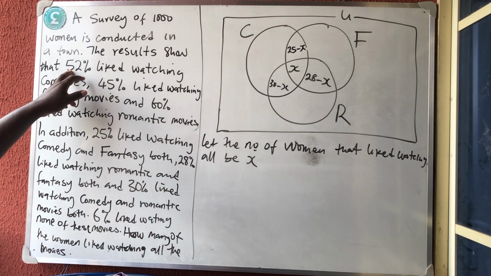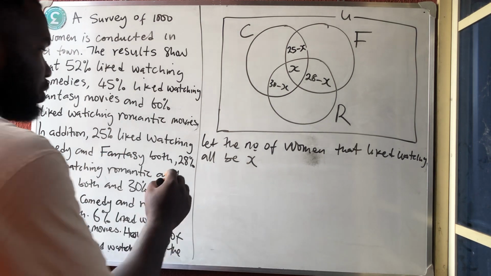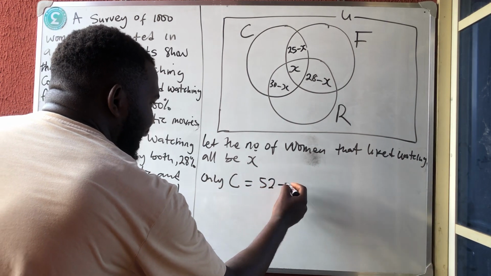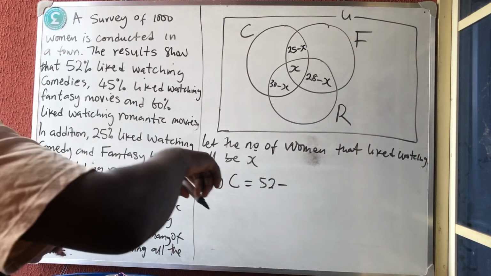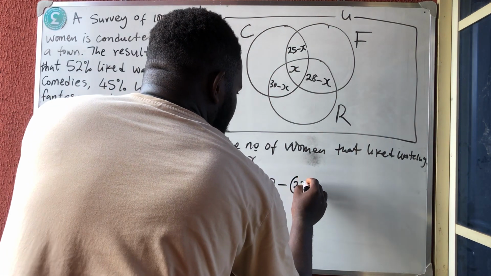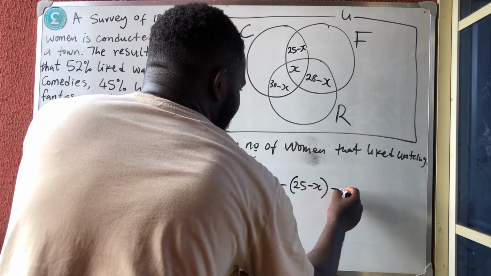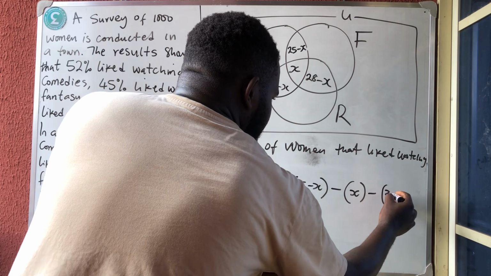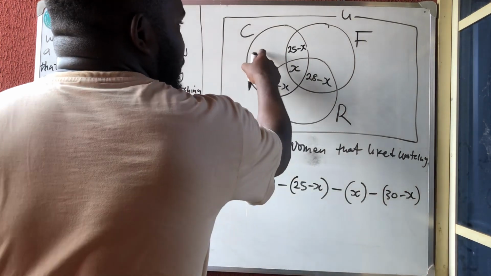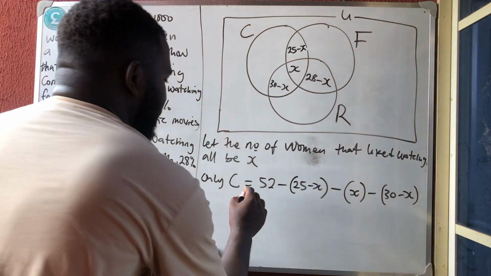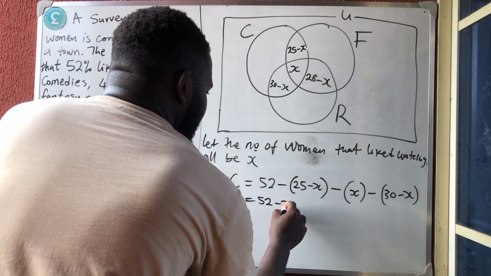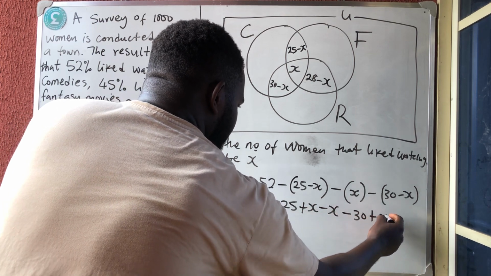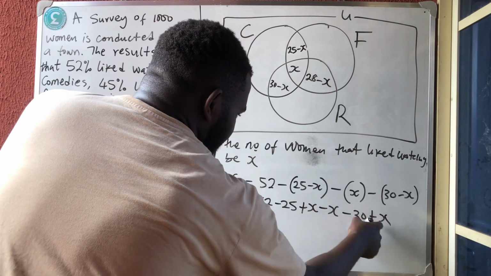So 52 like watching comedy, and they did not put only. So only comedy will be 52 minus everything that entered inside of comedy. This one entered, I'll open bracket and put 25 minus X. Please always use brackets. Minus this one that entered, 30 minus X. That is to get only comedy. So this is equal to 52 minus (25 minus X) minus (30 minus X). For X minus X is 0. I have only X remaining.